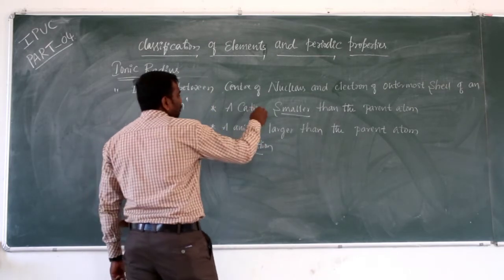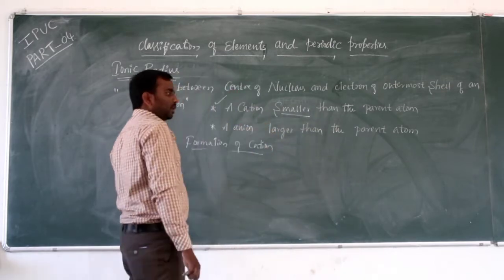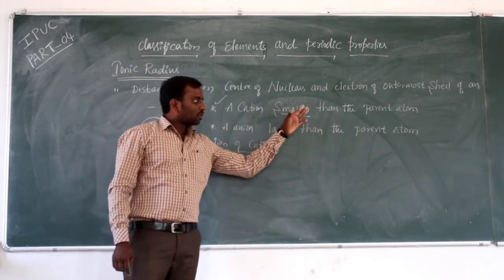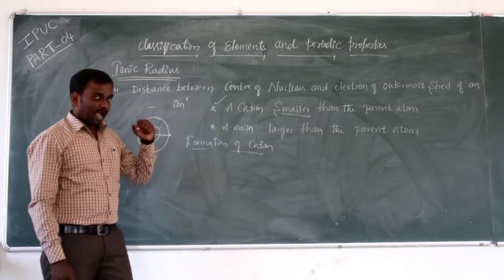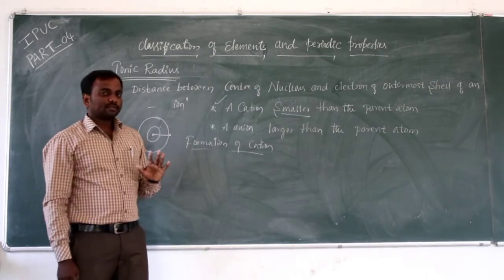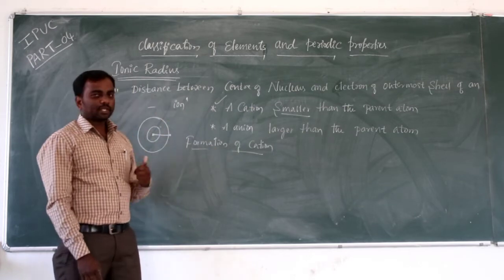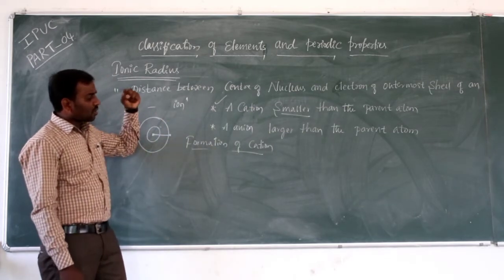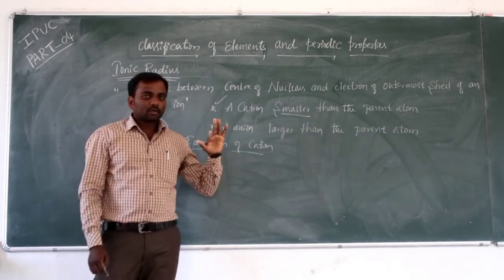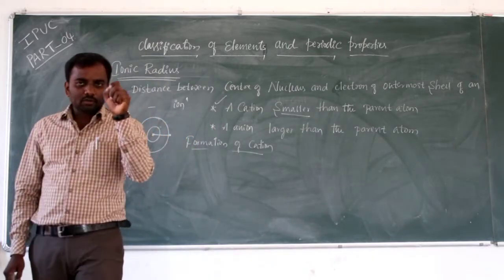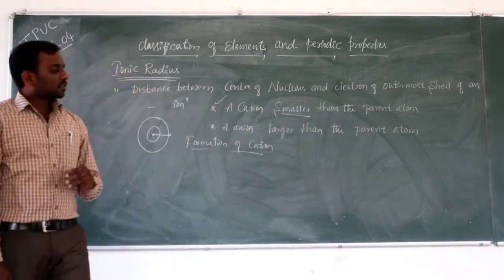First we discuss the first point, ನಾವು ಡಿಸ್ಕಸ್ ಮಾಡ್ತಾ ಹೋಗ್ತಿದೀವಿ. Here, the cation is smaller than the parent atom. Why? ಯಾಕೆ ಅಂತಂದ್ರೆ from reason there. Before going to this concept, first we discuss how the formation of cation happens. ಫಾರ್ಮೇಶನ್ ಆಗುತ್ತೆ ಅನ್ನೋದನ್ನ ನಾವು ಡಿಸ್ಕಸ್ ಮಾಡೋಣ.